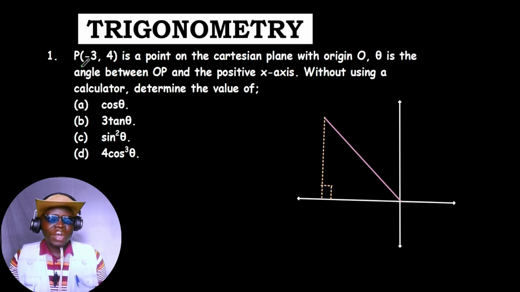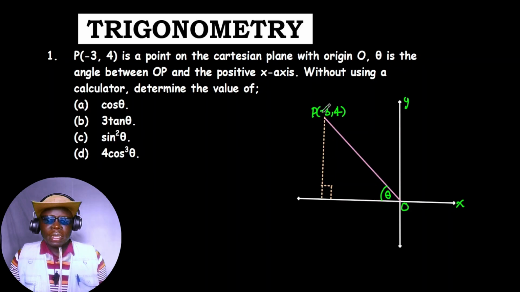In question number 1, we have point P with coordinates of -3 and 4, a point on the Cartesian plane with origin O. And I've prepared our Cartesian plane with X and Y. If this is the origin O, theta is the angle between OP. So our point is here with the coordinates of -3 and 4. So O is here, and that is our angle theta, like that.